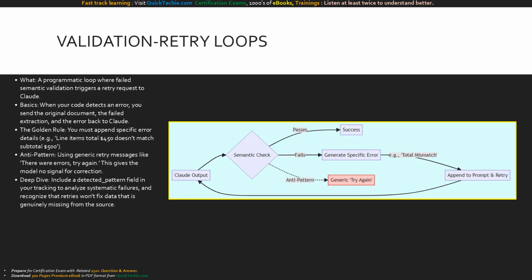When your semantic validation catches an error, how do you fix it? You implement a validation retry loop. Your system programmatically sends the document and the failed JSON back to Claude for self-correction. The golden rule here is specificity.